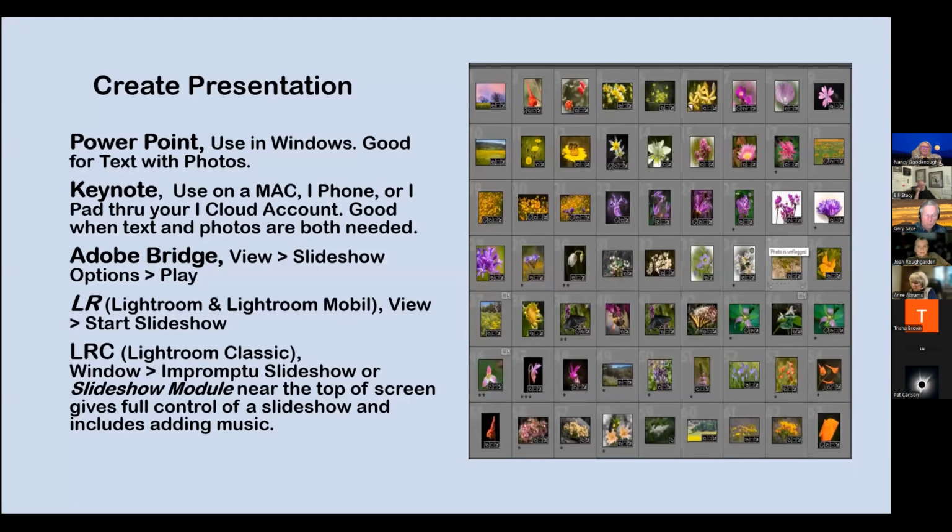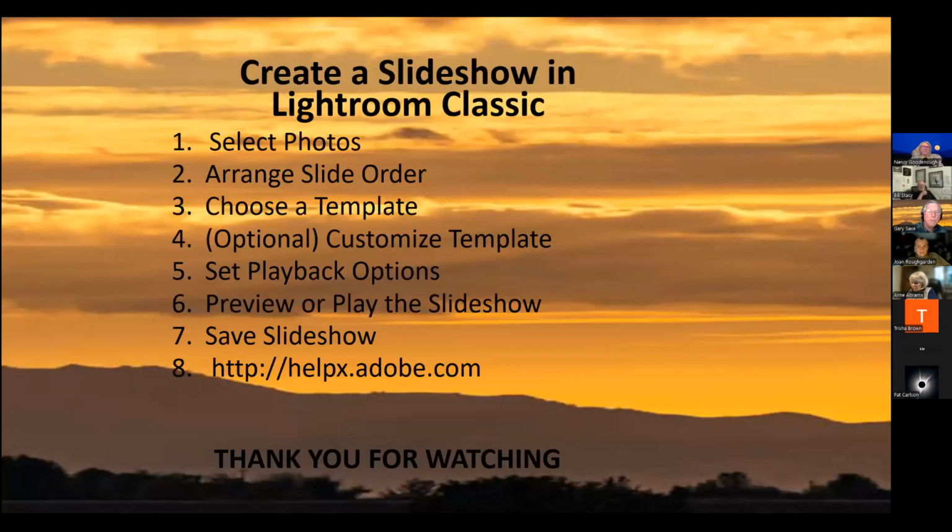And here we are. So we've gone through all of those. Very good. And then, of course, oops, I forgot to add this. In case you forget and you need a gentle reminder, the final slide: select photos, arrange your slide order, choose a template, or optional, customize your template. And that's where the music is when we customize. You set playback options. You preview or play the slideshow like we did. And then I didn't do that here, but if you go to save slideshow, I saved it as a video.